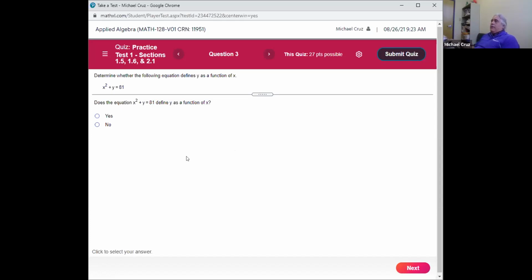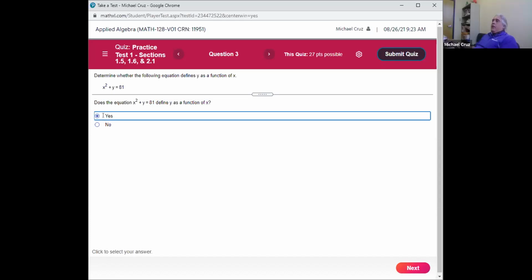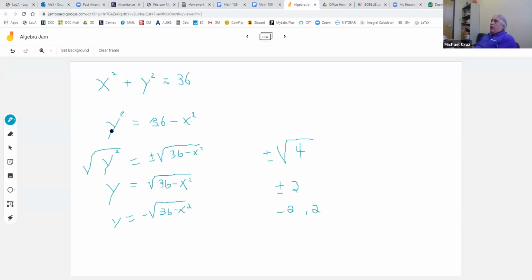See, like this one, I wish I could write right here. But looking at this, I can easily solve this one for y, because all I have to do is subtract x squared and I've got it solved for y. Correct. So this is a function, whereas the circle one is not, because when you try to solve for y, you end up with two different functions. Like I said, the reason that happens is because of this.